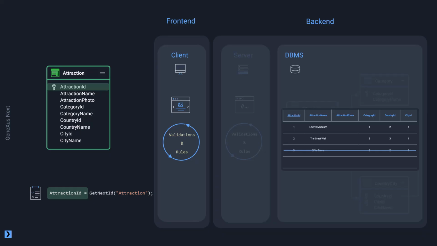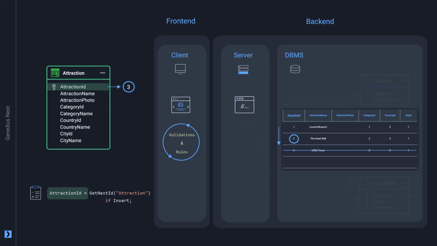We could condition it to fire only in insert mode, because in the other cases, it wouldn't make sense. So, as soon as we enter insert mode, the procedure, which will be executed in the server, will look for the last value in the table, add 1, and we'll already see 3 on the screen before the user has typed anything in attraction name.